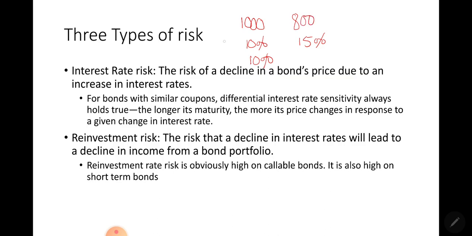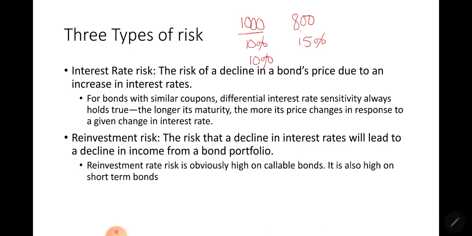So the investor who had purchased the bond for 1000, now his investment has a value of only 800. His wealth has decreased because the investment's value has decreased with time. Plus, instead of getting the higher 15% rate, the investor is stuck with the 10% interest rate. So this is the interest rate risk.